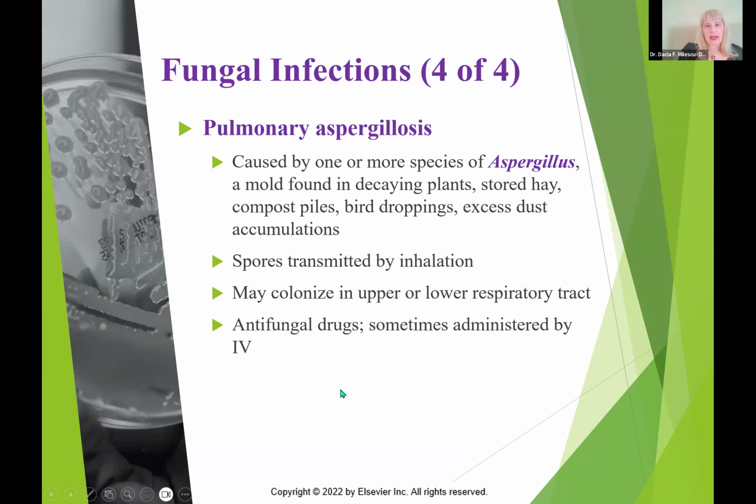Next is pulmonary aspergillosis, caused by Aspergillus, a mold. Okay, so mold, it can be very dangerous. It's a mold found in decaying plants, stored hay, compost piles, excess dust accumulation. Spore is transmitted through inhalation. It may colonize the upper and lower respiratory tract. The treatment is antifungal drugs, sometimes administered by IV. All right, so IV antifungals.